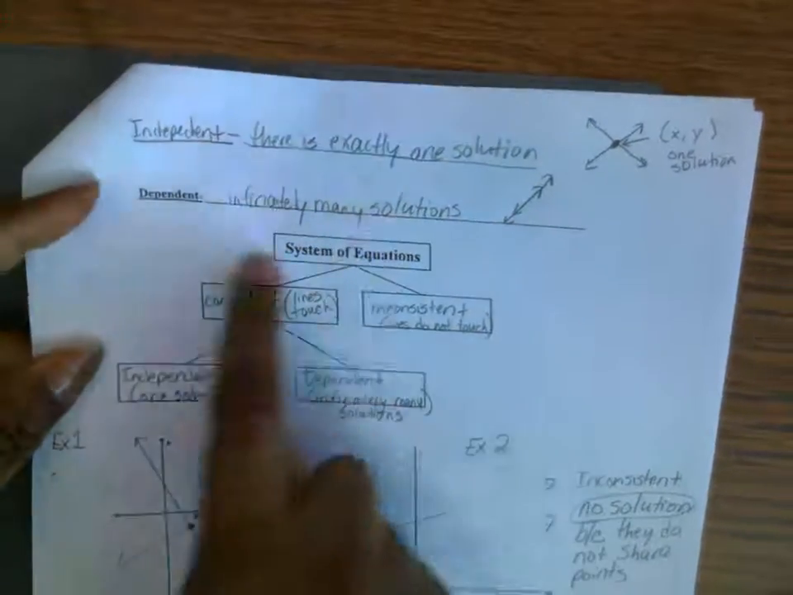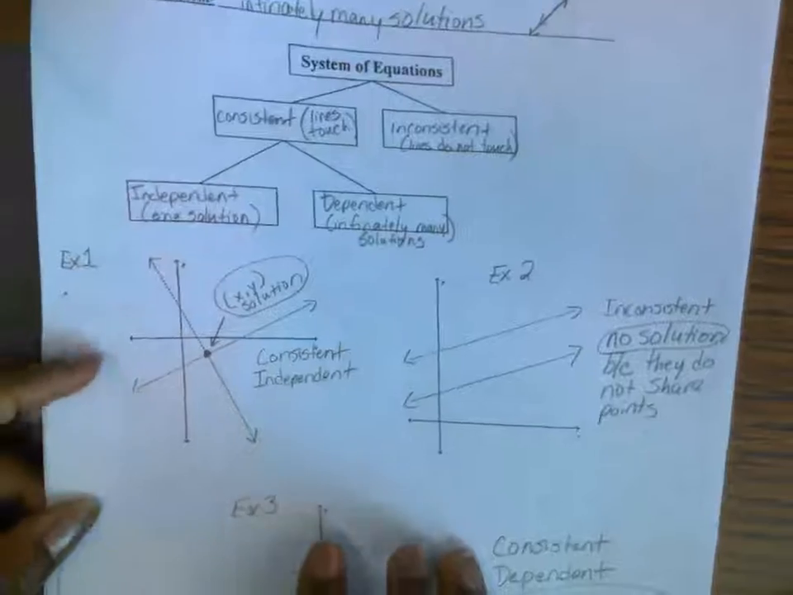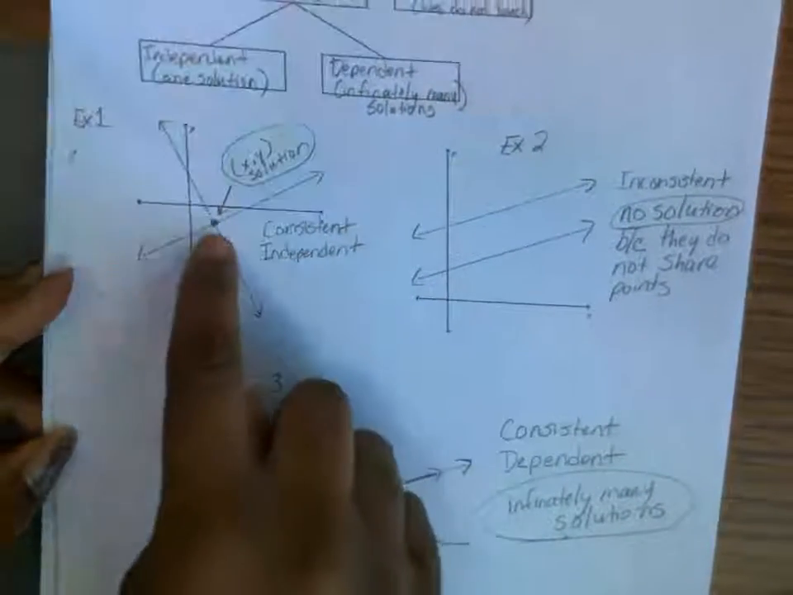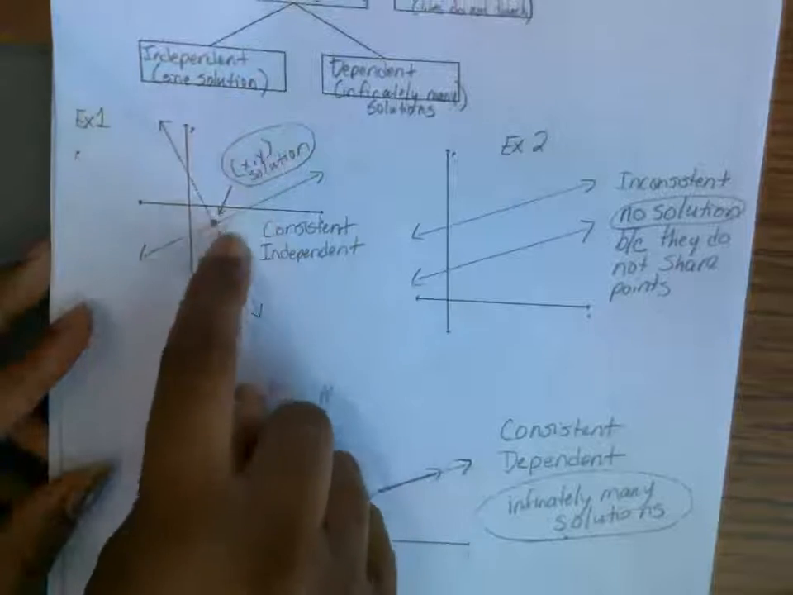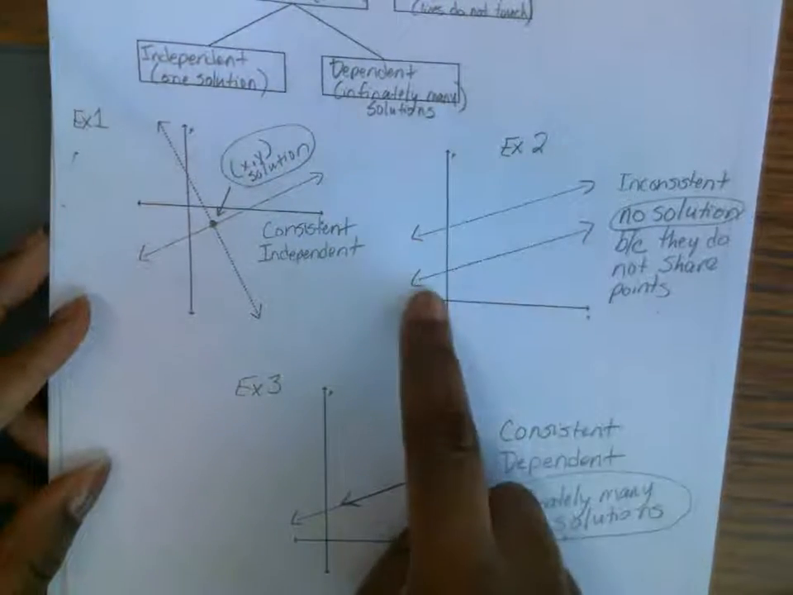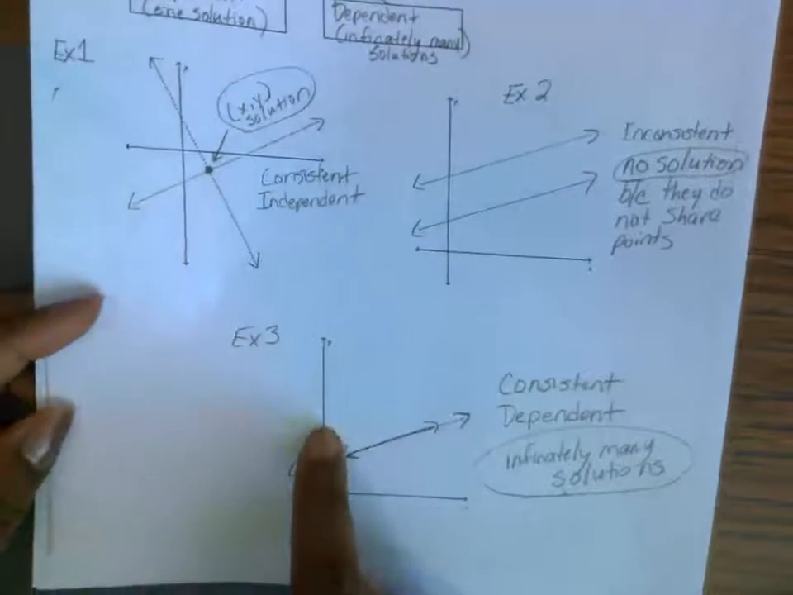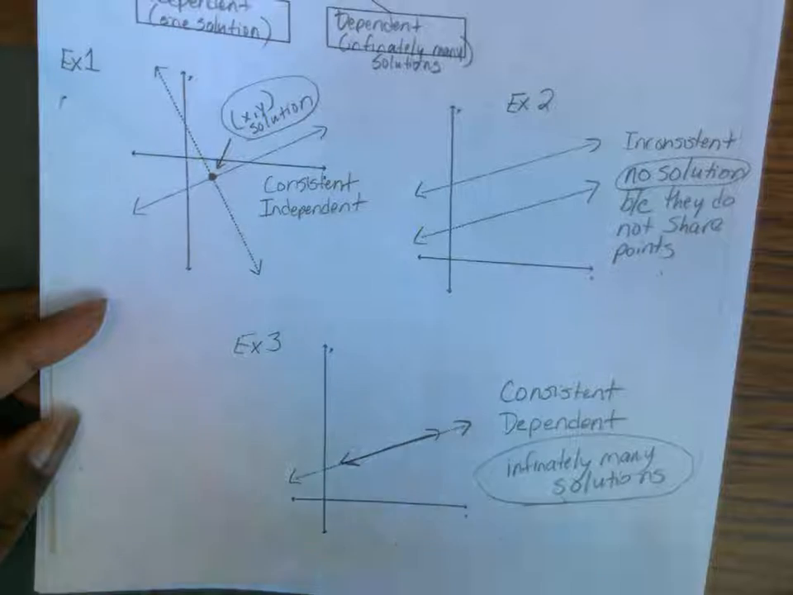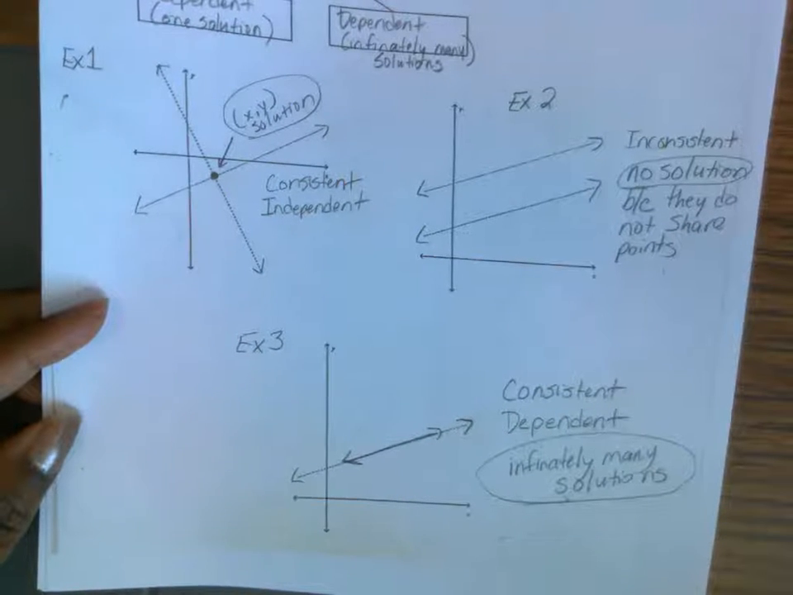All right, and then we wrote this graphic organizer here. And down here, these are the different types of solutions where you have one solution, they cross at one point. No solution means they don't cross at all. And infinitely many means they graph the same exact line. Any questions about the notes that we took yesterday?